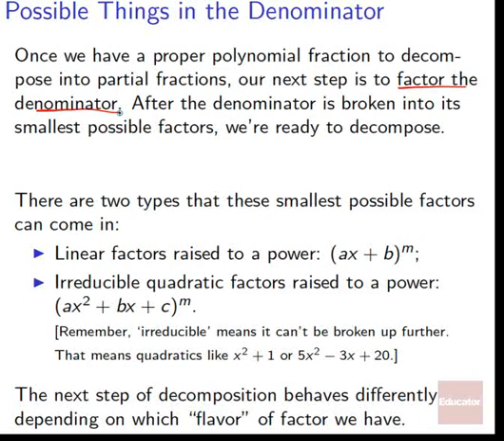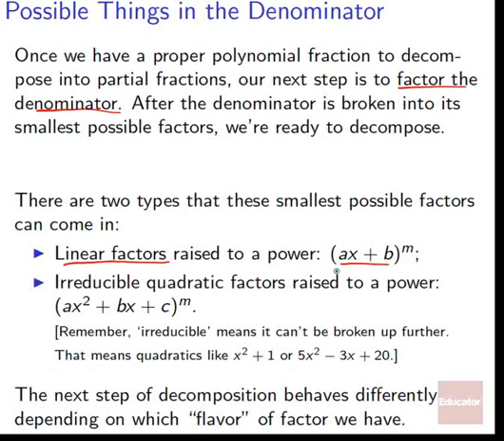Now there's two types that these smallest possible factors can come in. They can come in linear factors, which are of the form ax plus b, and they'll be raised to some power because we might have multiplicity of these factors. There might be multiple of a given factor. So if we have multiple ax plus b's, we'll have m of them, so (ax plus b) to the m. So we'll have linear factors in this.